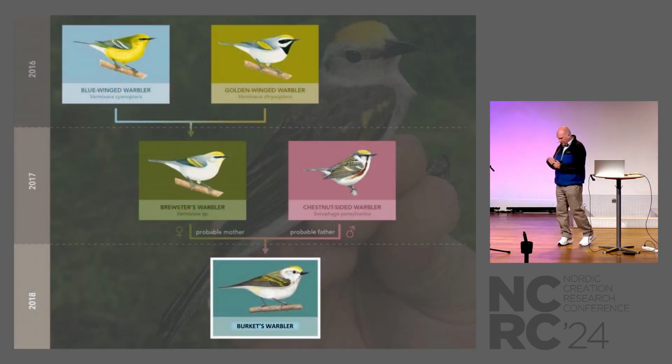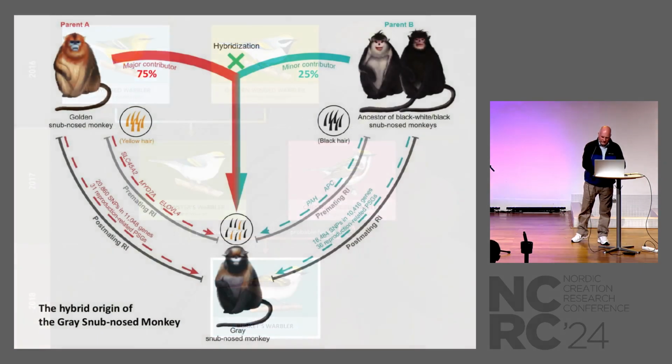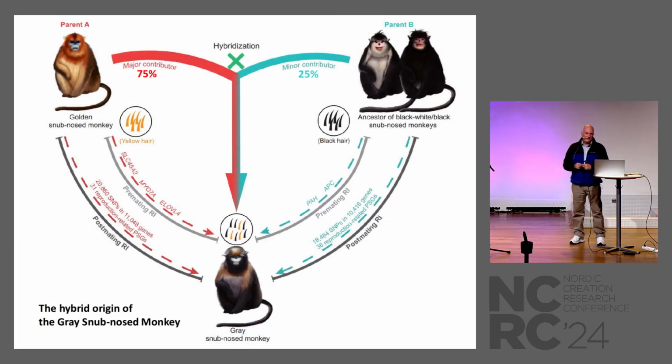Another example, another bird example, even a lot of bird examples. Here's a couple of warblers at the top, the blue-winged and the golden-winged, and when they cross, they produce Brewster's warbler. And when that crosses with the chestnut-sided warbler, this also came out just recently, you get Burkitt's warbler. And what we're seeing here is species can arise via hybridization. There was another paper which came out very recently.